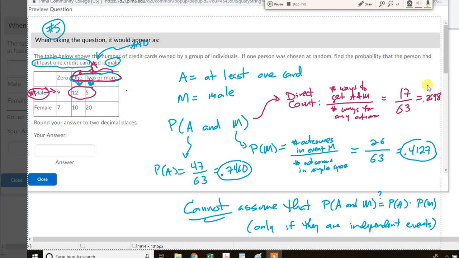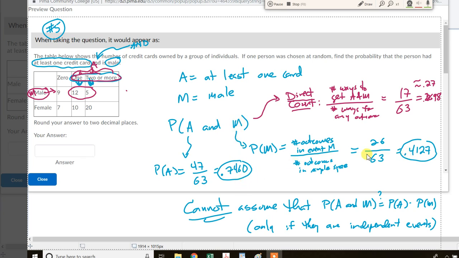Or, since they want us to round to 2 decimal places, that would be approximately 0.27, right? Which is what they're going to get. Now the question is, I did the direct count. Why? Because I could not assume that the two events, the event at least one card and the event male, are independent. Now, in retrospect, since I have the numbers, can I check?